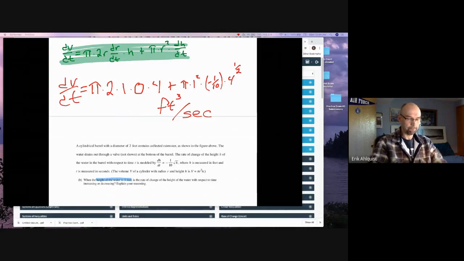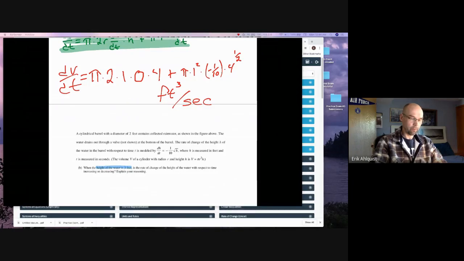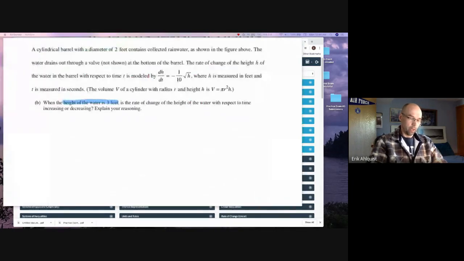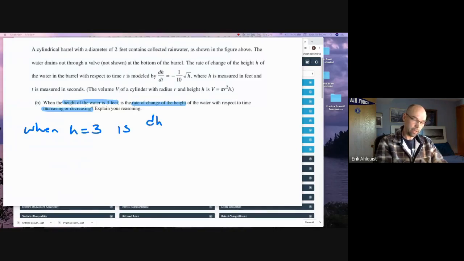Okay, let me move to this one. When the height of the water is 3 feet, they're asking about the rate of change of the height with respect to time. Is it increasing or decreasing? So the question is: when h is equal to 3, is dh/dt increasing or decreasing?